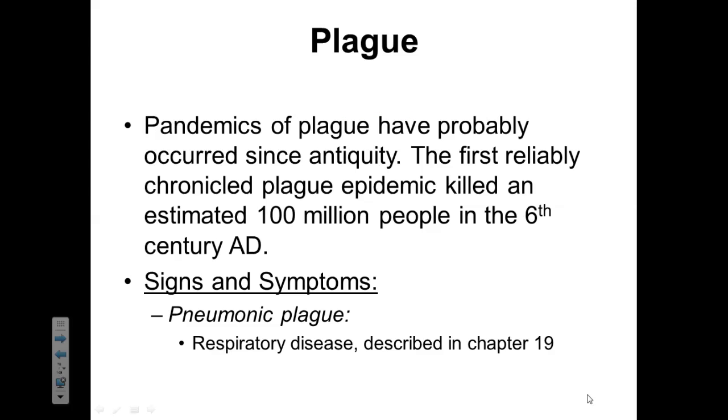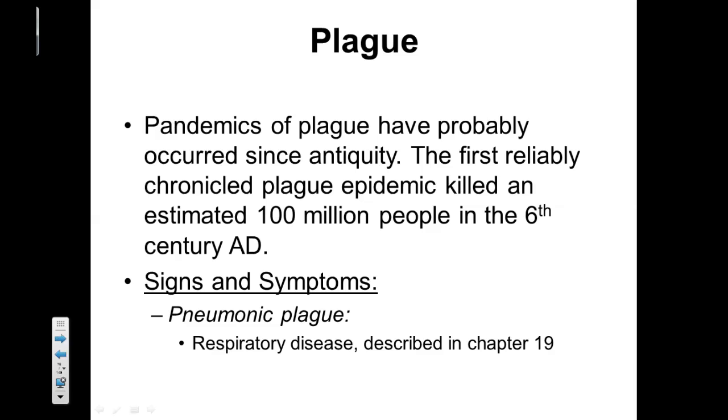Hi class, we're going to talk about the plague as we were working through diseases of the cardiovascular system. The plague has been around for quite a while. It has occurred since antiquity. A pandemic of the plague has been occurring periodically as long as we have recorded history. The most notable outbreak of the plague was probably the occurrence in medieval Europe with the Black Death. This killed an estimated 100 million people.